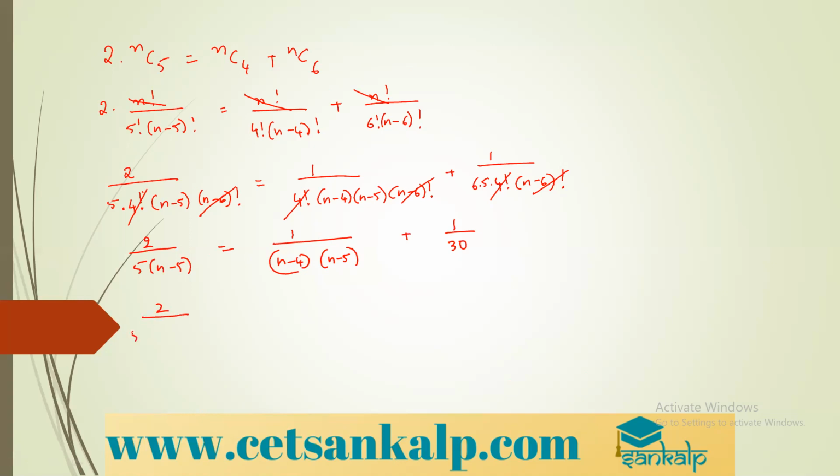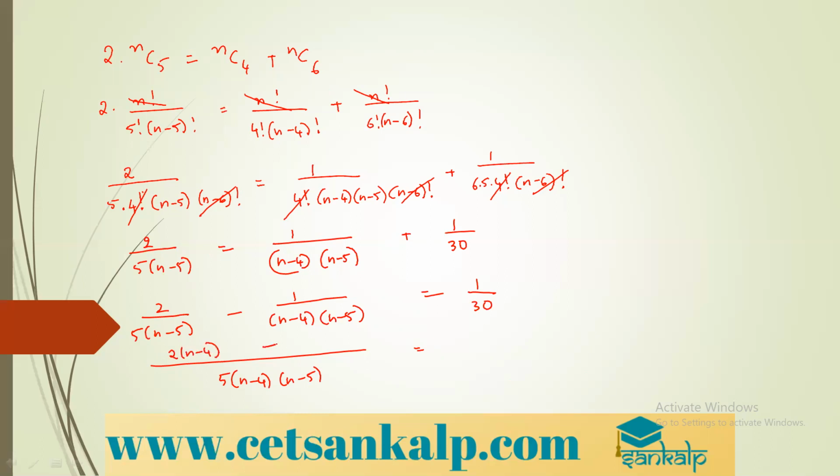So I'll take 2 by 5 into n minus 5 minus 1 by n minus 4 into n minus 5 equal to 1 by 30. I will take the denominator 5 into n minus 4 into n minus 5. The numerator will be 2 into n minus 4, and here minus 5, equal to 1 by 30. I can take 5, 6. So 12 into n minus 4 minus 30 equal to n minus 4 into n minus 5.